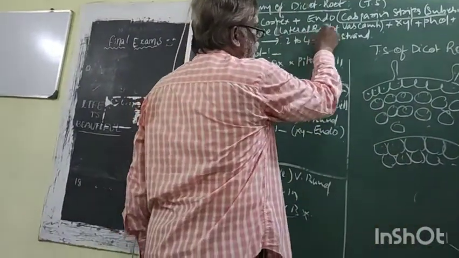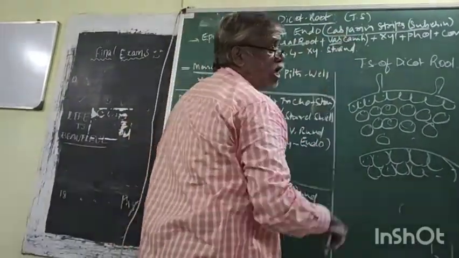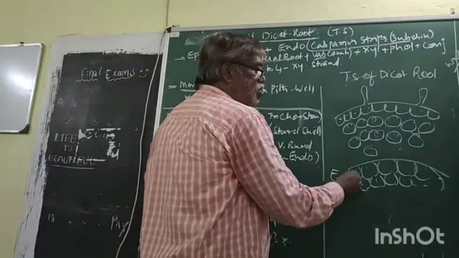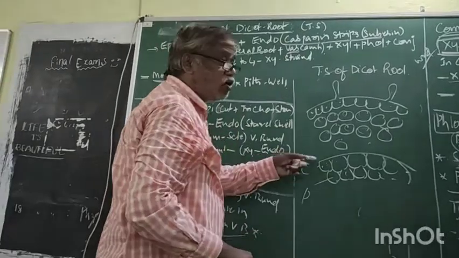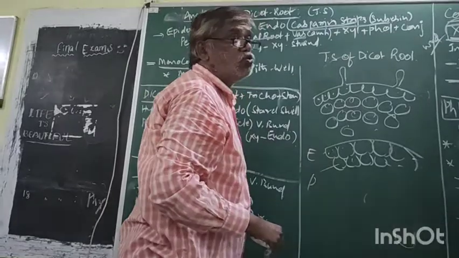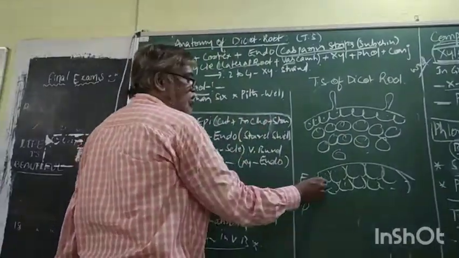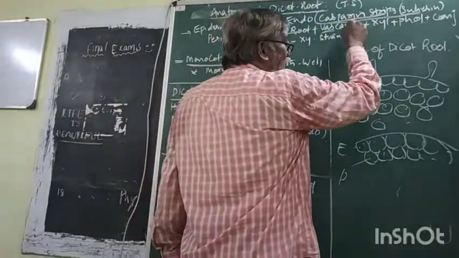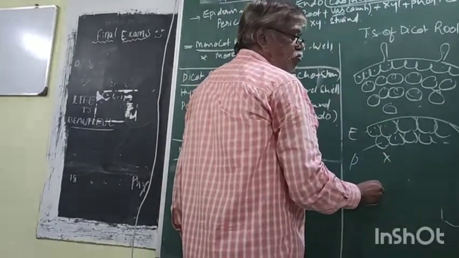What is the function of the pericycle in dicot? Lateral roots and vascular cambium. What is the importance of the endodermis in the dicot root? The endodermal cells of the dicot root have Casparian strips, which are made of suberin polymer. Now the next one, pericycle. Below the endodermis, the pericycle forms the lateral roots and vascular cambium. Below the pericycle, now, xylem.